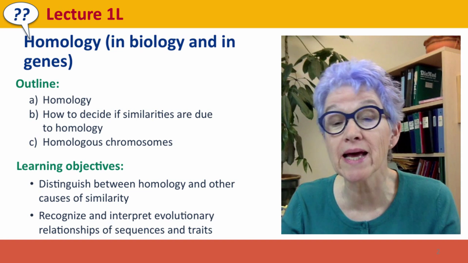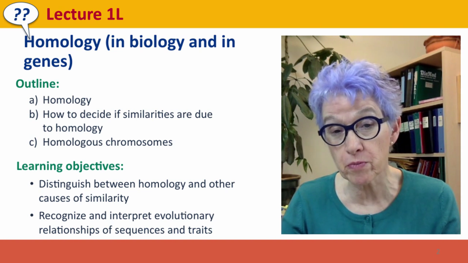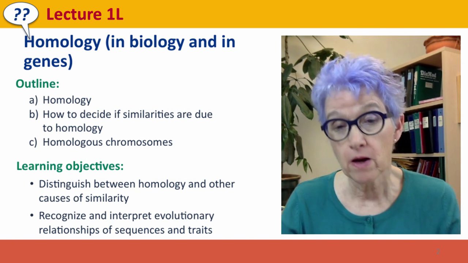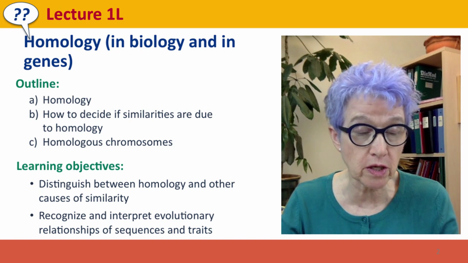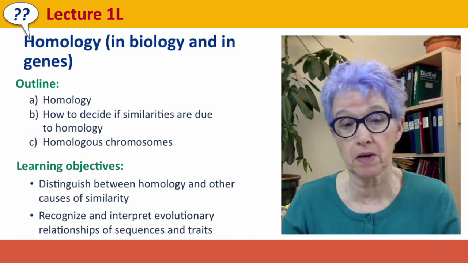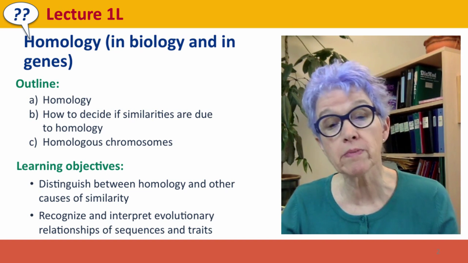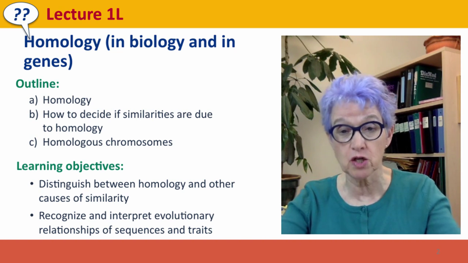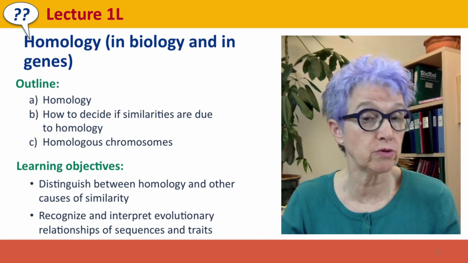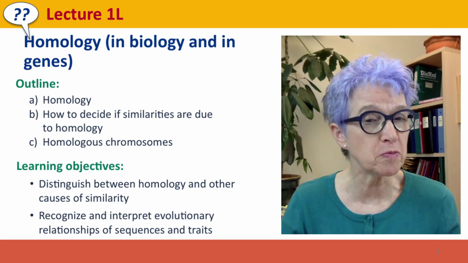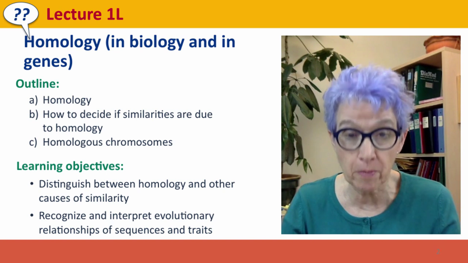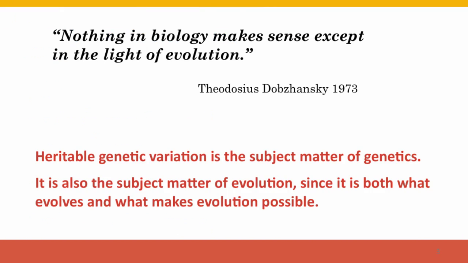This is lecture 1L. We're going to talk about the very important concept of homology. We'll talk about its meaning in biology and we'll particularly apply it to genetics. We'll talk about how to decide if similarities are due to homology or due to other factors, and we'll talk about the specific genetic case of homologous chromosomes.